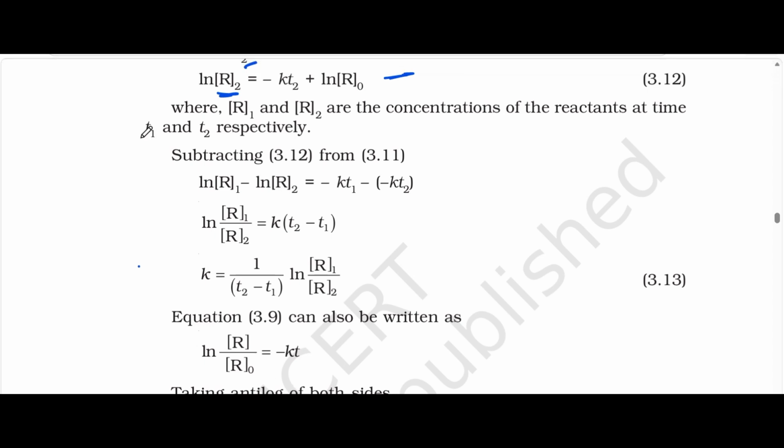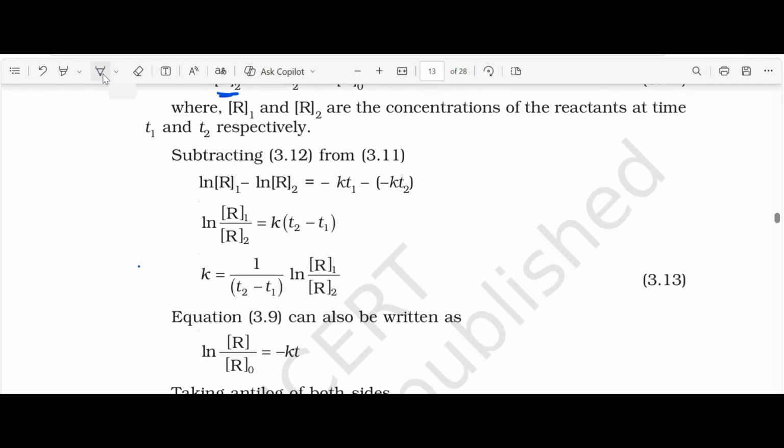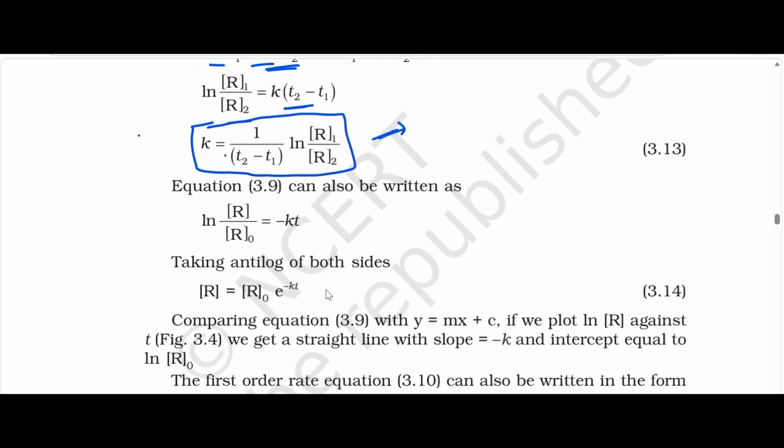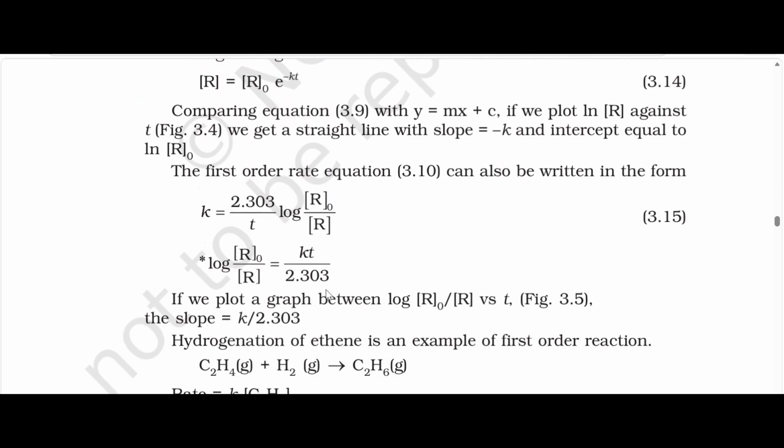Upon simplifying ln a minus ln b, here k into t2 minus t1, then k equals 1 by t2 minus t1 ln r1 by r2. This one is for different time intervals. Clear? Now we can also draw the graphs.